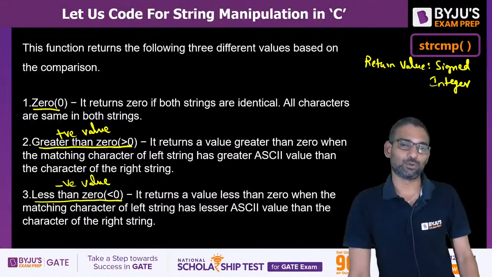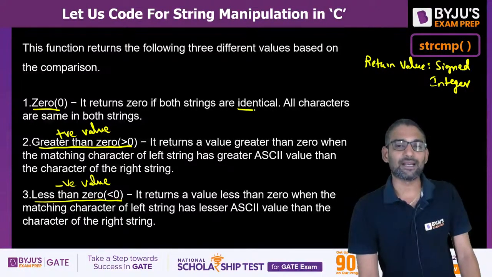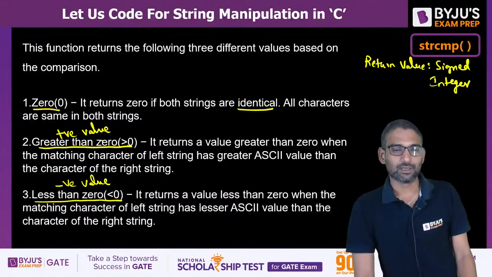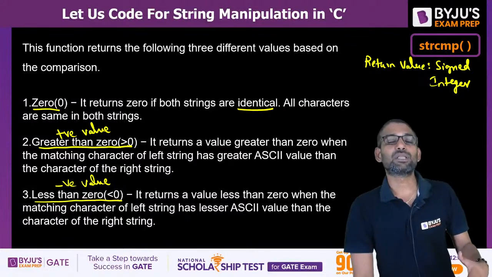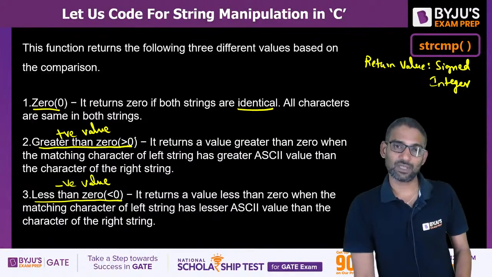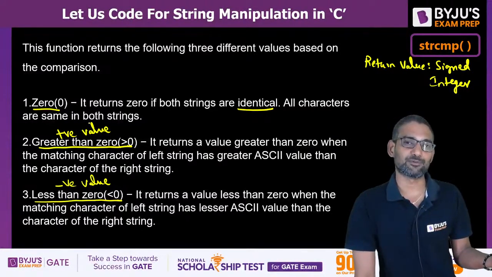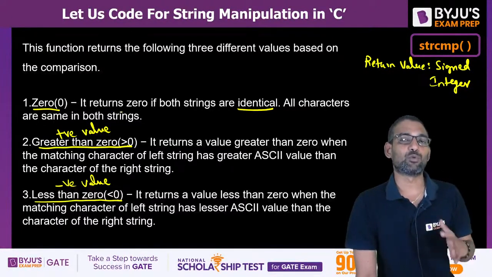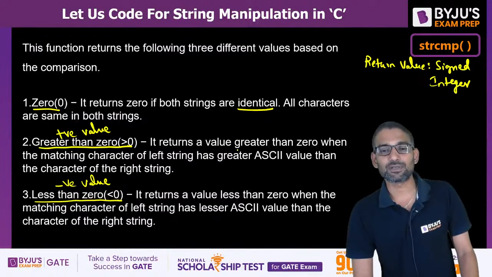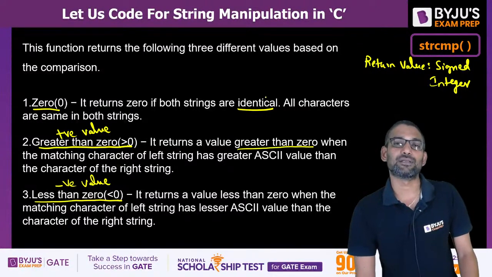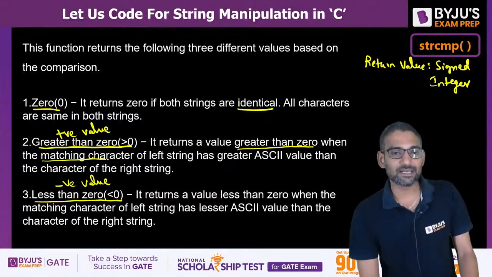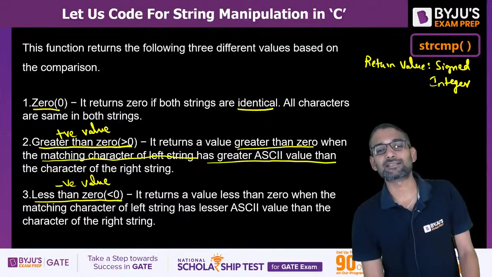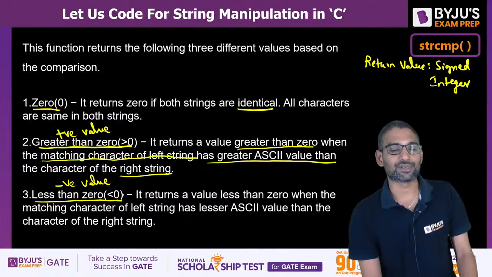Signed integer means you may get a positive or negative integer, a whole number, no real number, no fraction. When do you get 0? If both are identical, both are the same, you will get 0. If both are not the same, then you will get either a positive number or a negative number, except 0. When do you get what? It returns a positive number, greater than 0, when the matching character of the left string has a greater ASCII value than the right string.